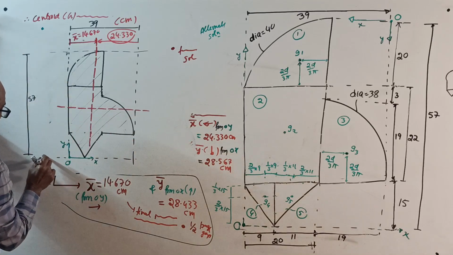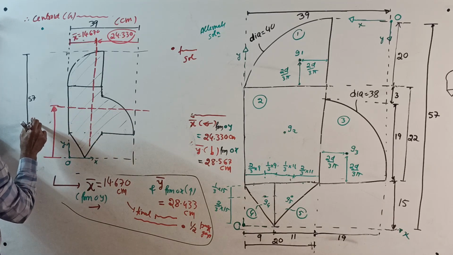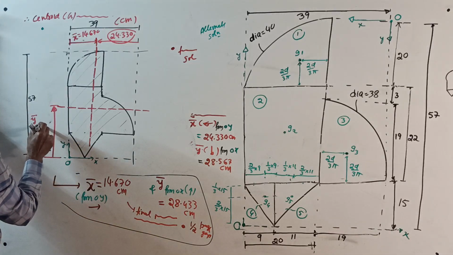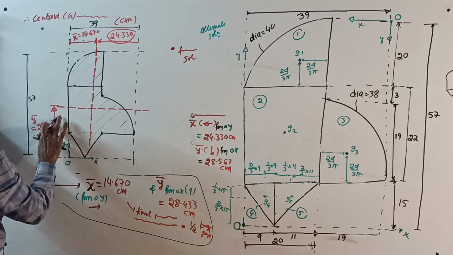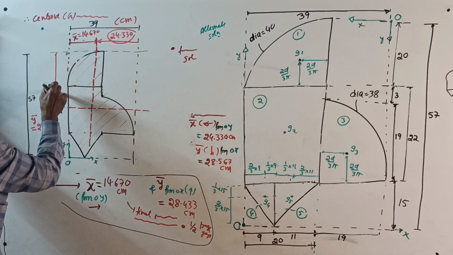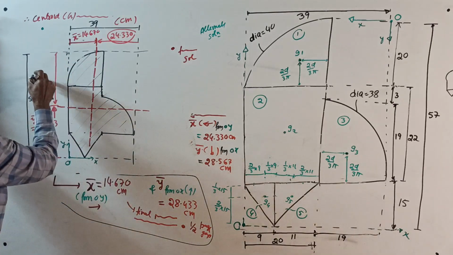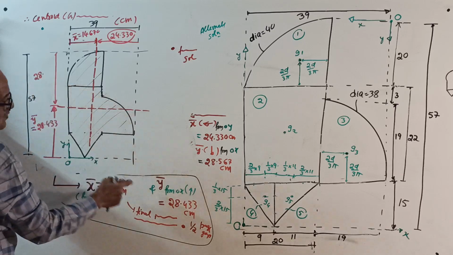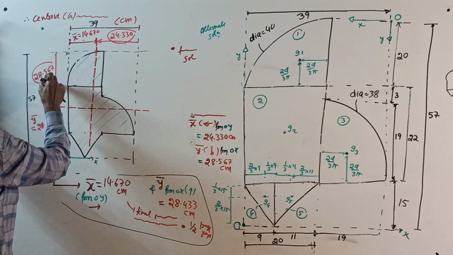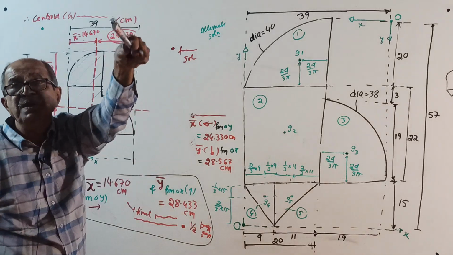So we got from here, this is your y bar equal to 28.433, and if you want from that side, you calculate from 57, subtract it, you will get 28.567, the calculated value. This is the presentation for your first solution, half page gap you are right.